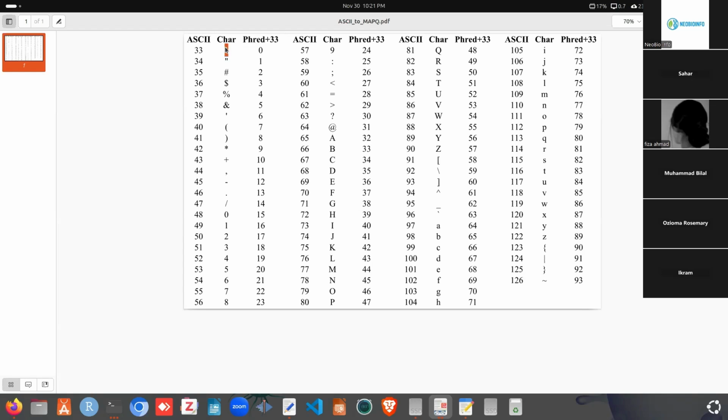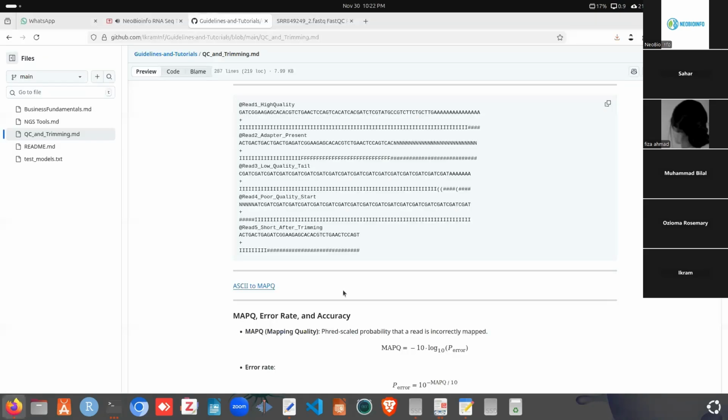The first one is the exclamation sign, and here you can see the hash sign. For the hash sign, the quality score is 2, and for the I sign, the quality score is 40. Okay, so we can go here. Quality 40 means these are very high.